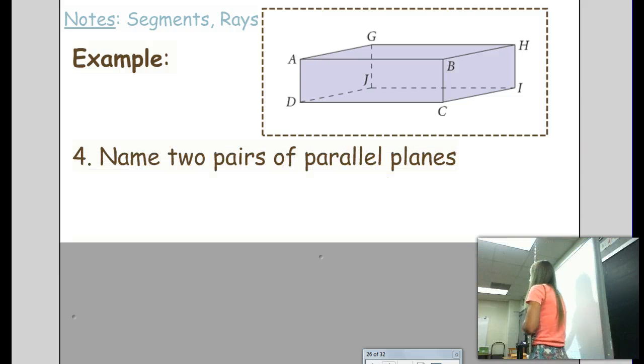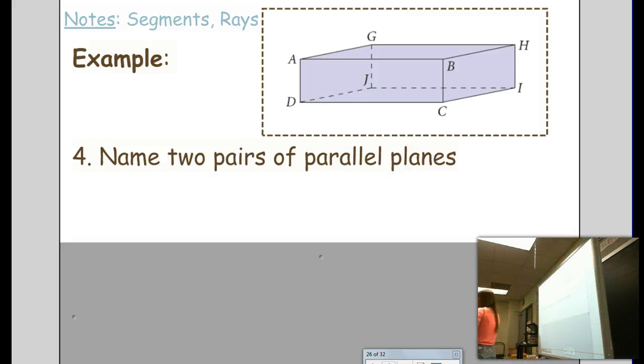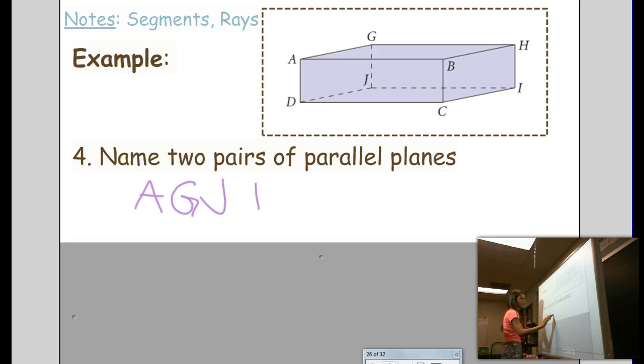Ooh, now it's telling us to name not lines, but planes. How do you name a plane? Did you forget yet? How many letters? Tripod, 3. Name a plane with 3 letters. So I want parallel planes. I am going to name a plane, and I want you to name the plane that's parallel to it. A, G, J. Name the plane that's parallel to AGJ. Write it down.